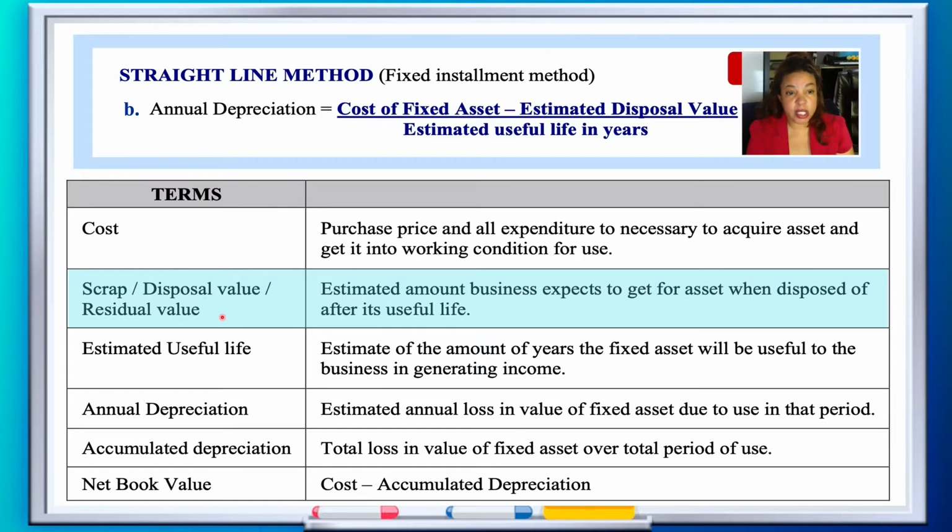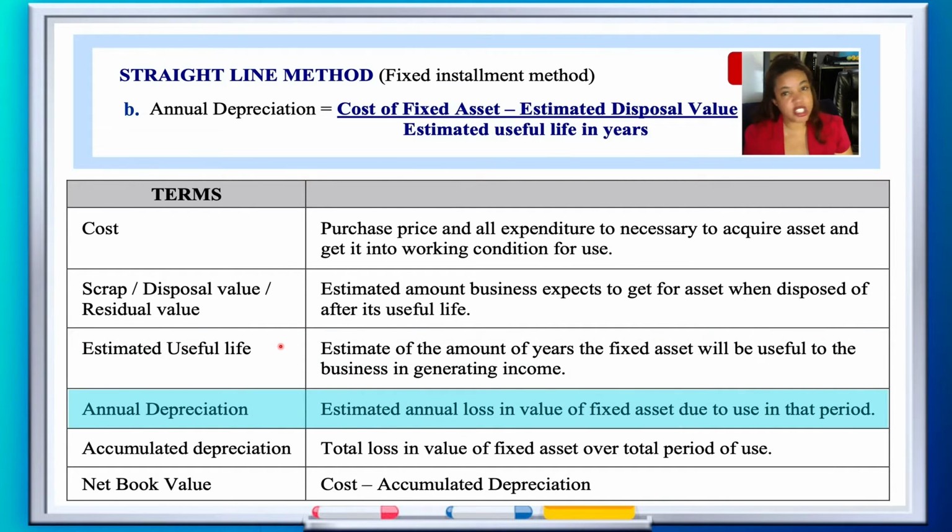You have your scrap or disposal value, or your residual value. You can see it like that in the different questions. So it is the estimated amount that the business expects to get after they have used it for its useful life, after they dispose of it. The estimated useful life is the estimated number of years that this non-current asset will be useful to the business in generating income.